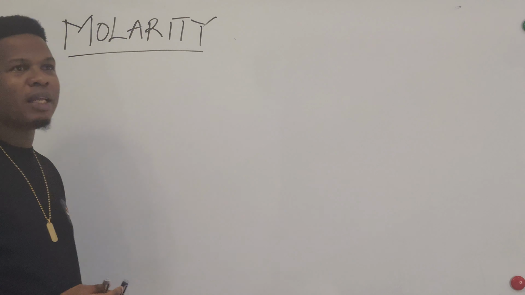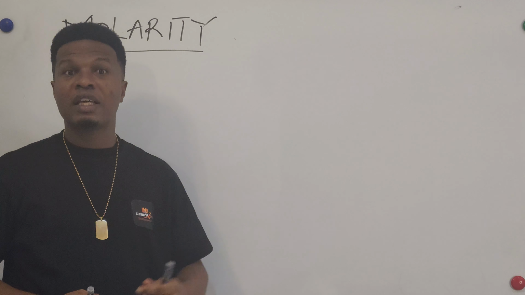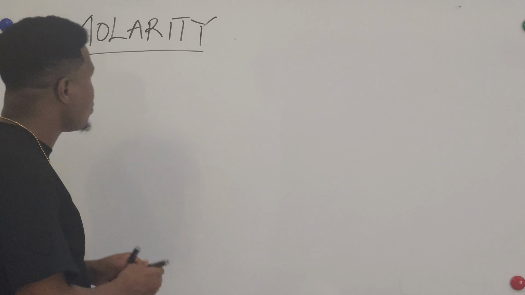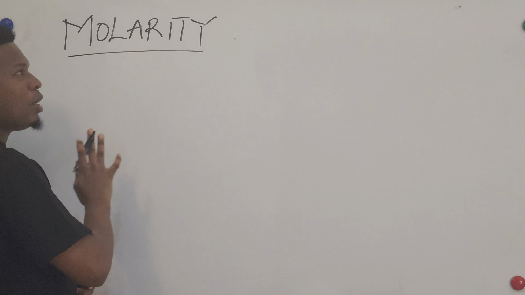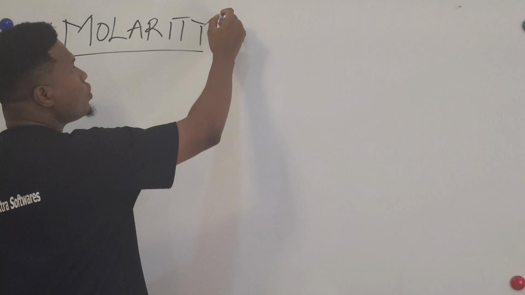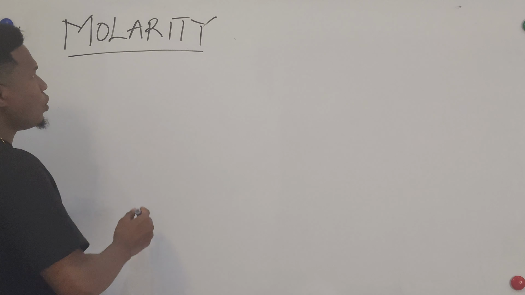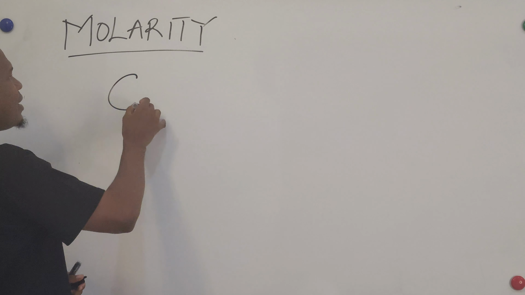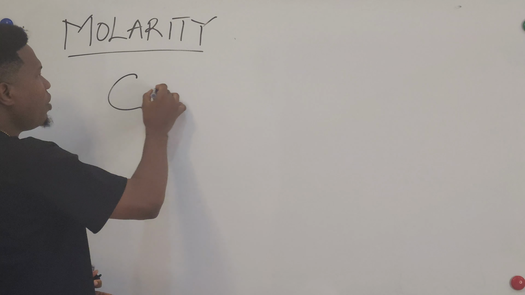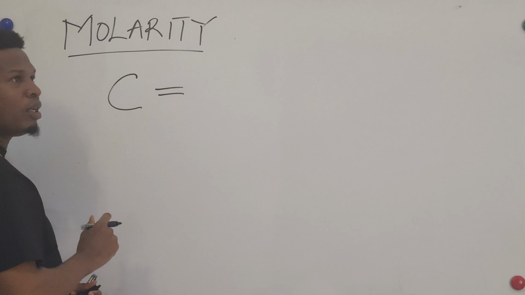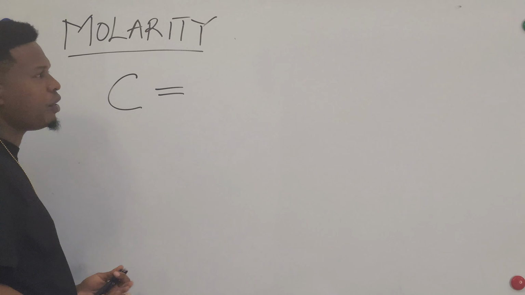Molarity is simply the number of moles of a solute that can dissolve in 1 dm cube of a solvent, right? We can also use the term concentration in mole per dm cube to represent molarity. So we can represent molarity as C, or concentration in mole per dm cube. From the definition, the molarity of a solution is simply the number of moles of a solute that can dissolve in 1 dm cube of the solvent.